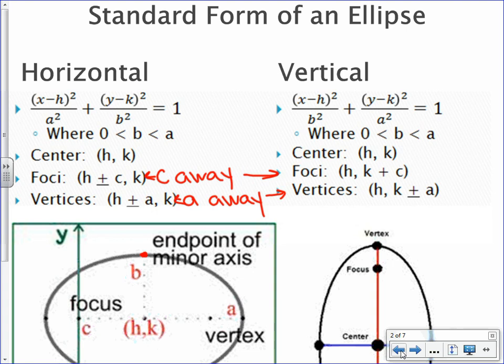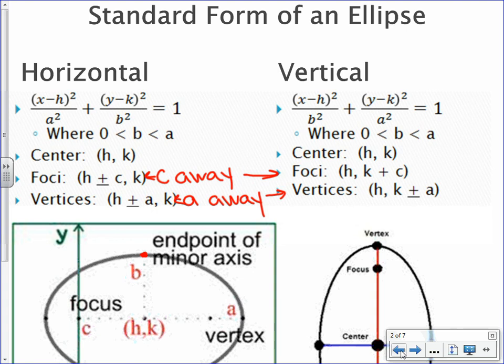When we are presented with an ellipse, first of all, we're going to have to put it in the standard form, okay? These two look the same. What is the only difference? The denominators. The a squared and b squared are in different places. Who's bigger? A is always the bigger one.